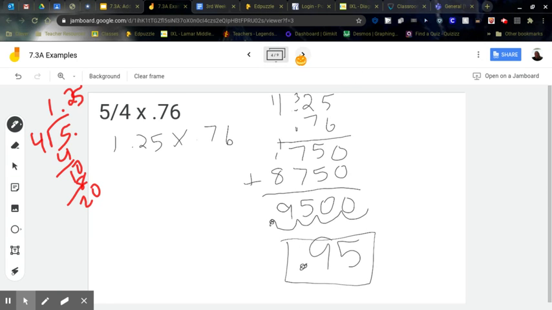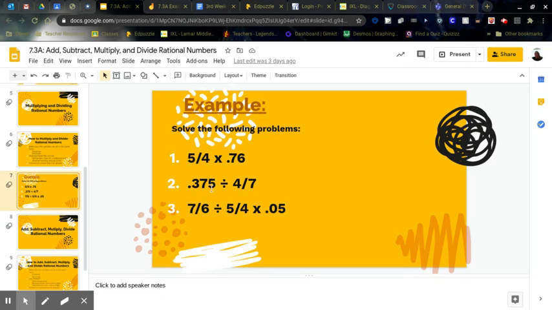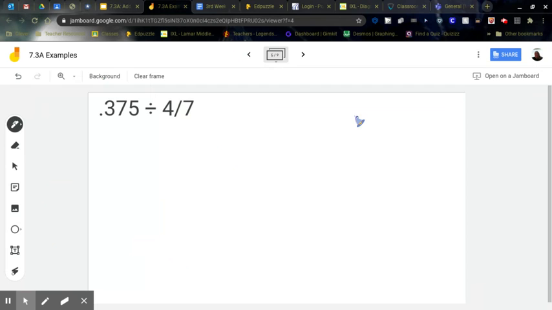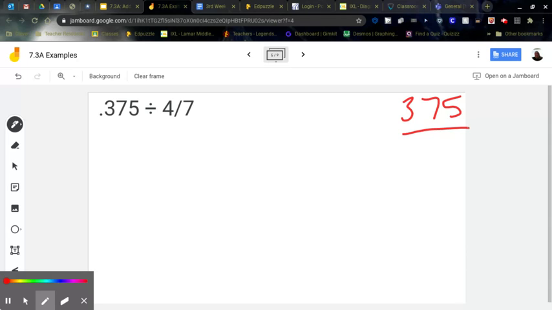Okay, my next one. Example number 2, 0.375 divided by 4/7. So now we're doing a division. I'm going to put this as a fraction because I know 0.375 is 3/8. And how do I know that it's 3/8? Because we go tenths, hundredths, thousandths. So it's 375 over 1,000.